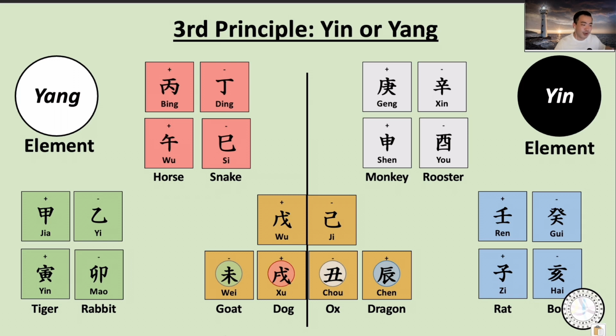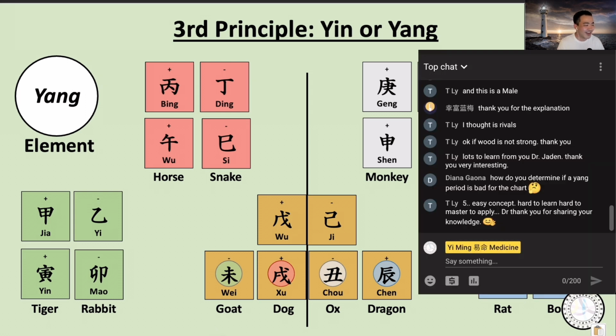If you are really hot, you like a cooler place, right? If you are really cold, you like a warmer place. It's the same analogy with that. Yeah, easy concept, hard to learn, hard to master, to apply.